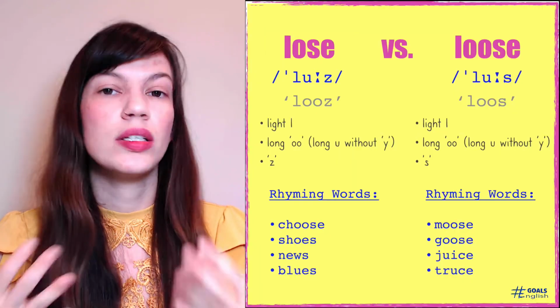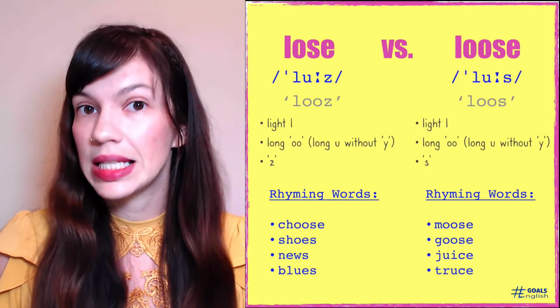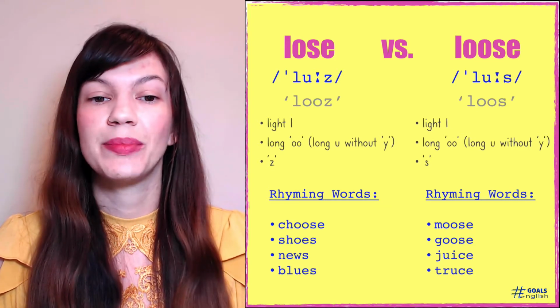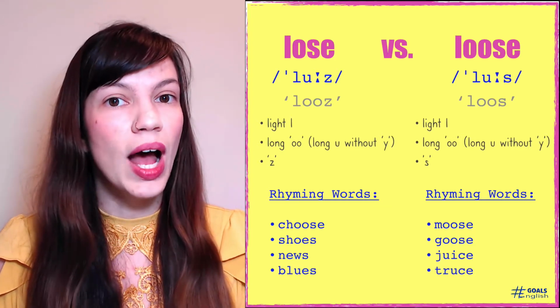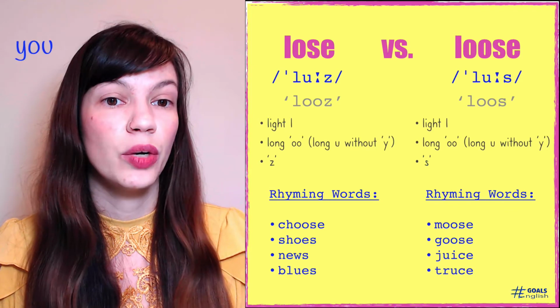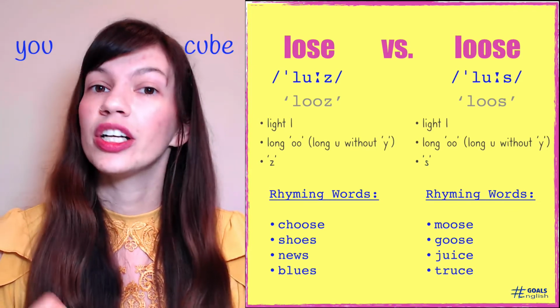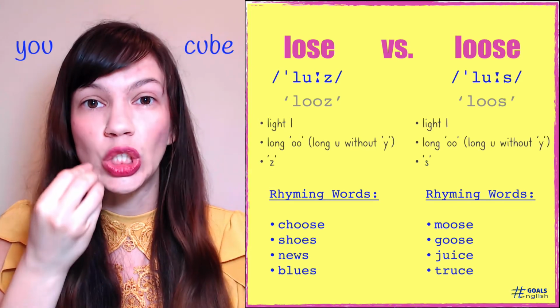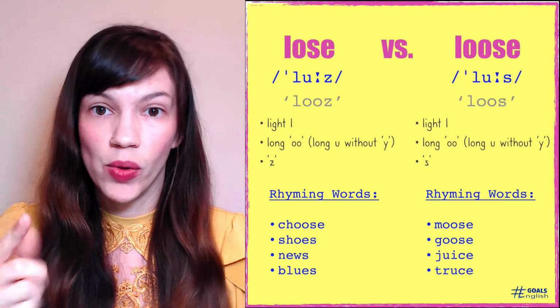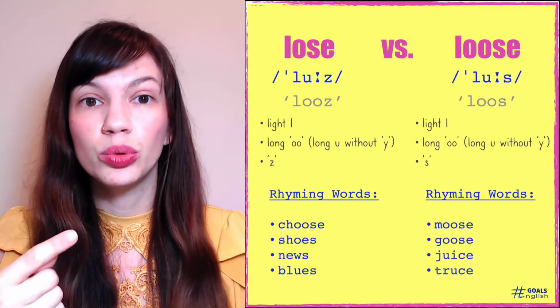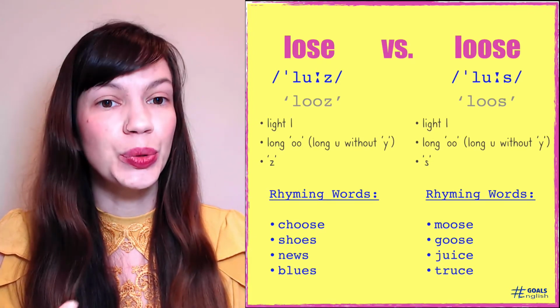And that vowel, some people will call it the long double O. I also sometimes call it the long U without the Y, because we see the long U in a word like you or cube with a Y sound, you. This is the same vowel but without the Y, so oo, just like in moon.